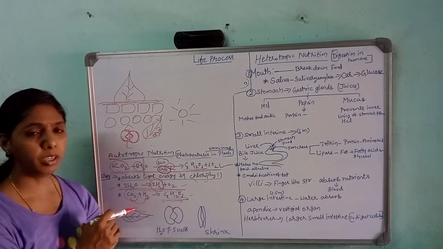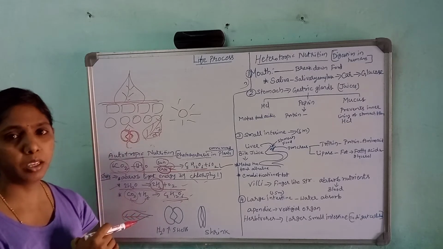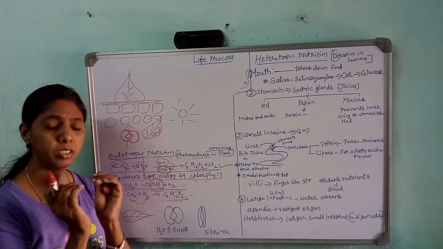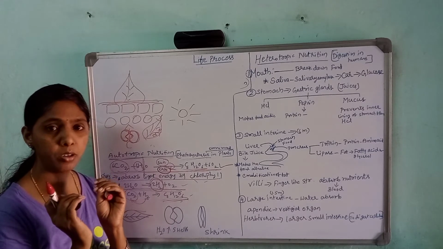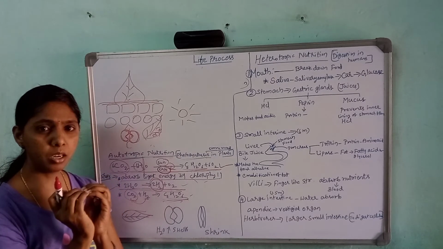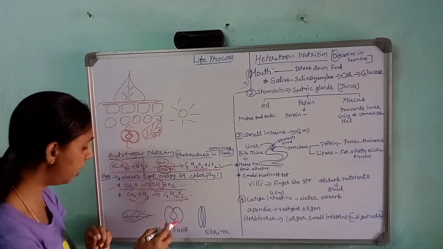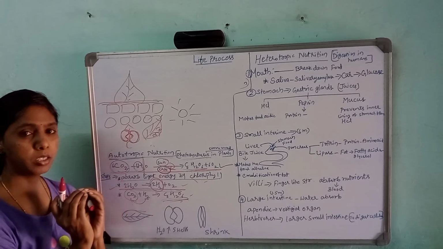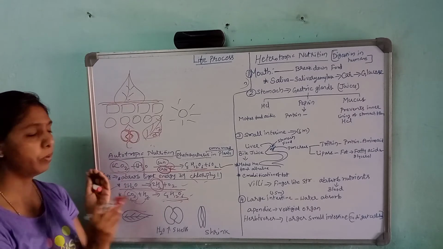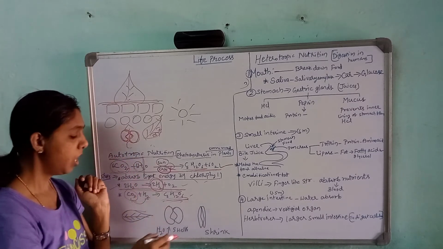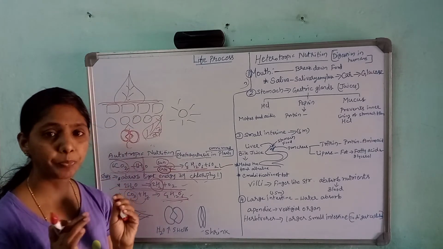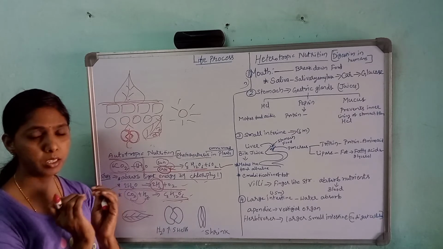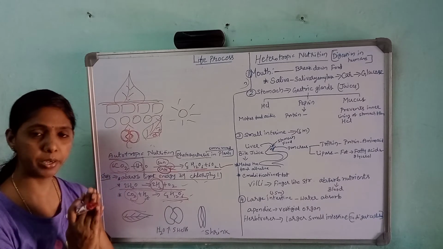So when will it open and when will it close? If the water goes inside the guard cell, the guard cell will swell up. When the guard cell swells up, the stomata opens. Okay, the guard cell will open and makes the stomata open. And if the guard cell shrinks, then it closes. If the guard cell swells, it will open. If the guard cell shrinks, it closes.